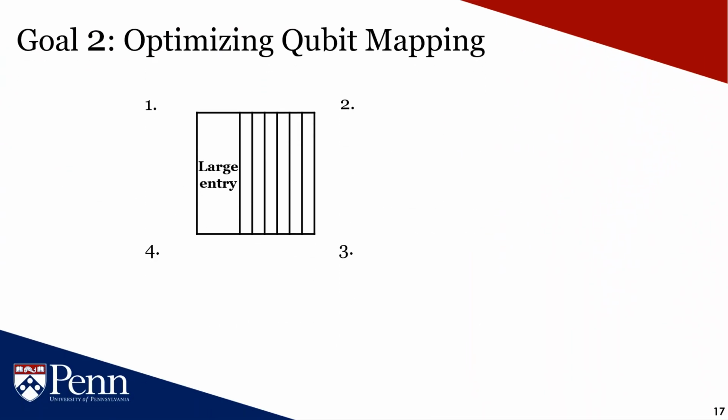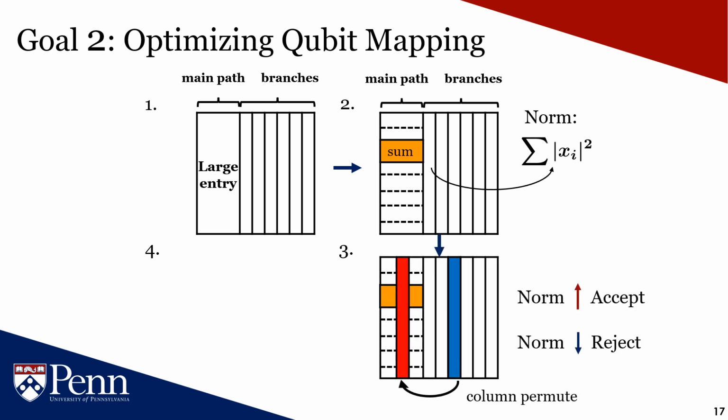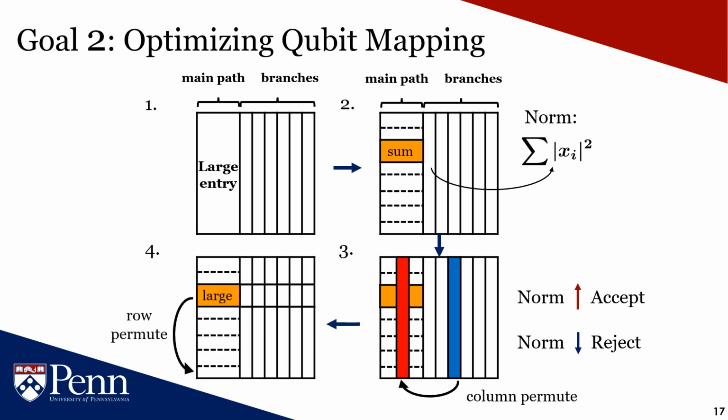Now, we are going to map our unitary matrix. First, divide the unitary matrix according to main path and branches. And we want to assign large entries into the main path region and small entries into the branches region. Then, we calculate the norm in the orange region, which is the square norm. And we switch the red and blue columns. If this switching results in a larger norm in the orange region, we are going to accept this switch. The last step is to permute the row with the larger orange region to the bottom.